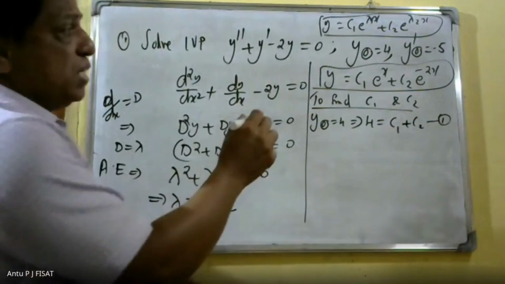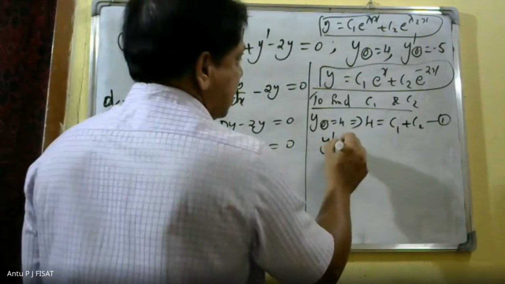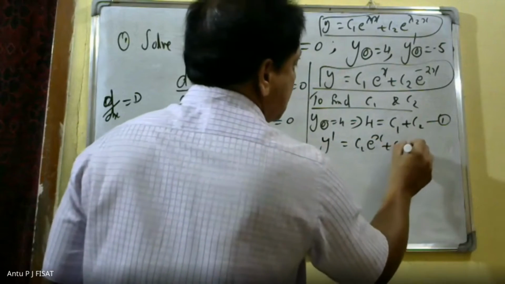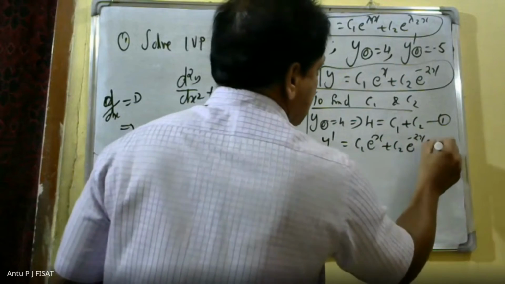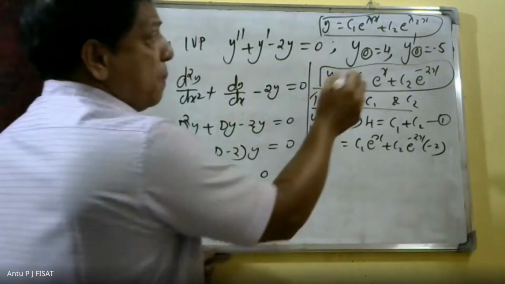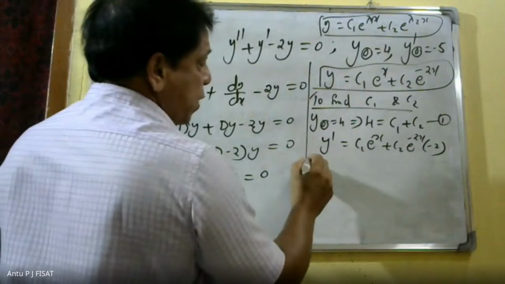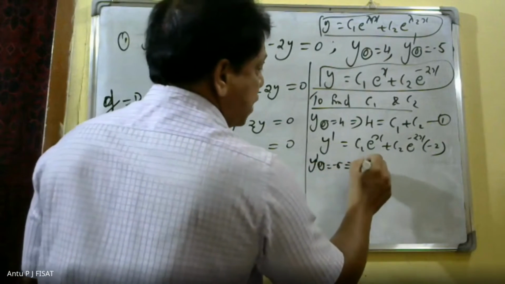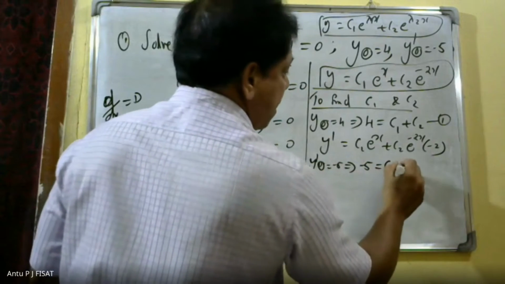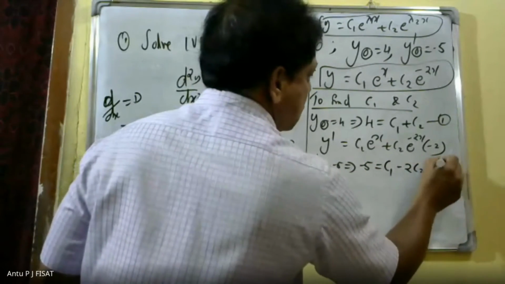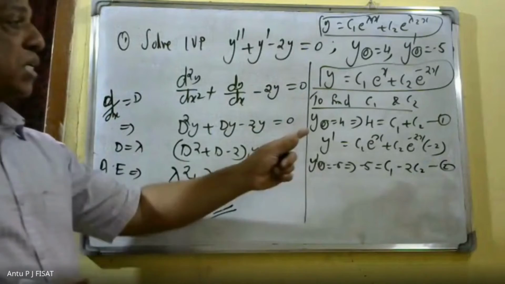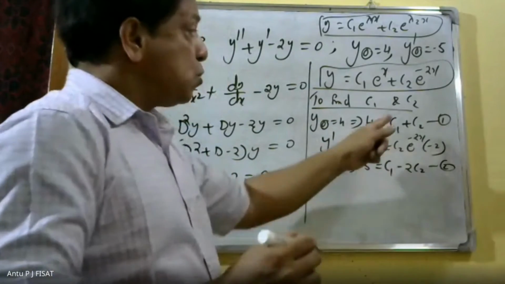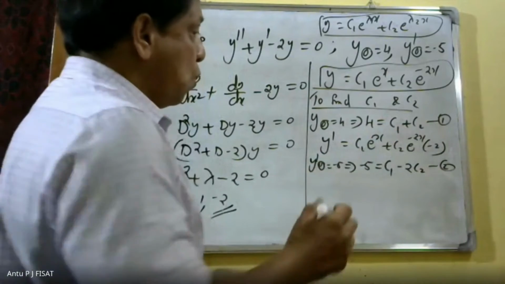Then we differentiate this equation. y dash is equal to c1 into e raised to x plus c2 into e raised to minus 2x into minus 2. Then applying the condition y dash (0) is equal to minus 5, that implies minus 5 is equal to c1 minus 2c2. Then we get two equations: c1 plus c2 is equal to 4, and c1 minus 2c2 is equal to minus 5. Solving equations 1 and 2.